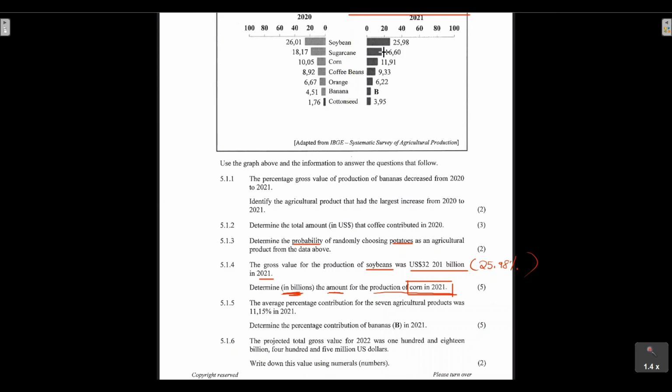We are told that the average percentage contribution was equal to 11.15%. Now we want to determine the percentage contribution of bananas. Do you see how here we've got that missing value B? The B was missing. So now we want to use this information about the average to help us determine the percentage contribution for the bananas.